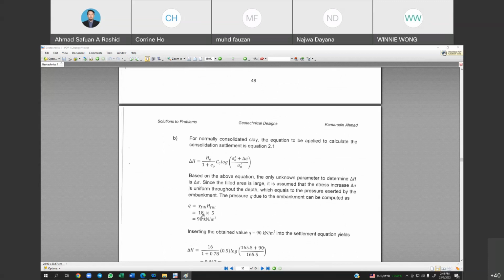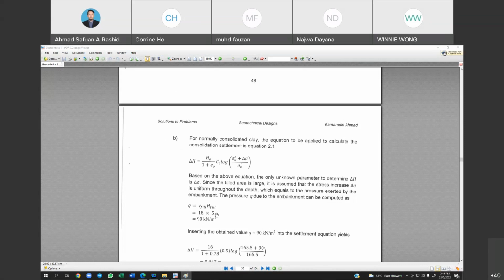Okay, 18 times 5, not 60. 18 times 5 is equal to 90. Okay. So for normally consolidated clay, the equation to be applied to calculate the consolidation settlement is equation 2.1. Based on the above equation, the only unknown parameter to determine delta H is delta sigma.